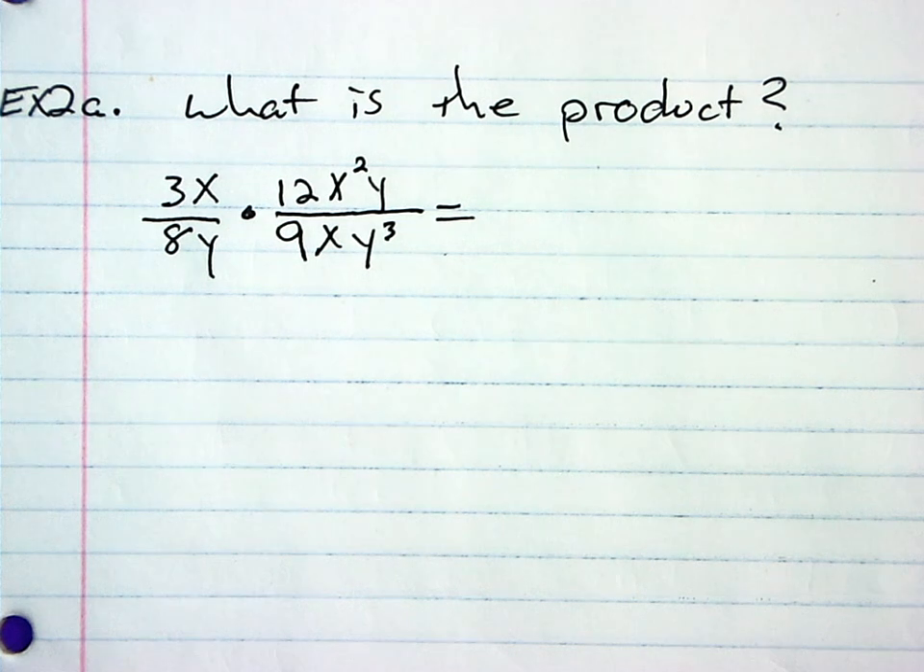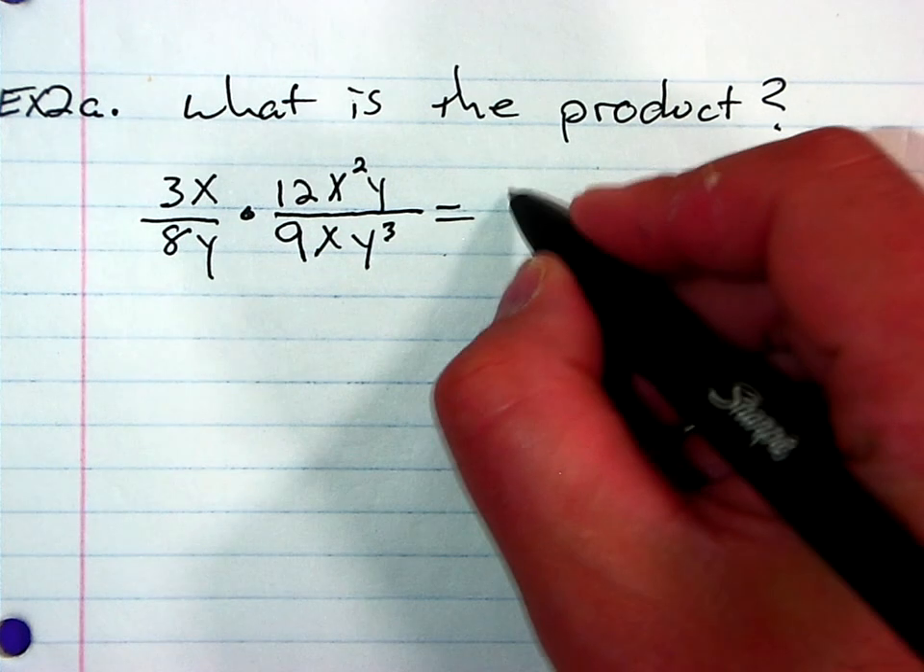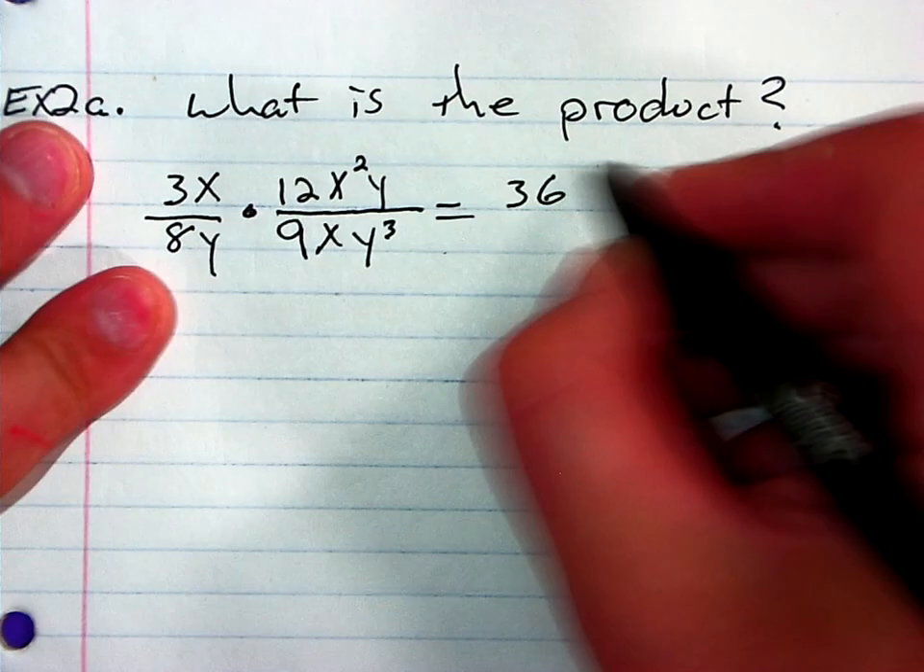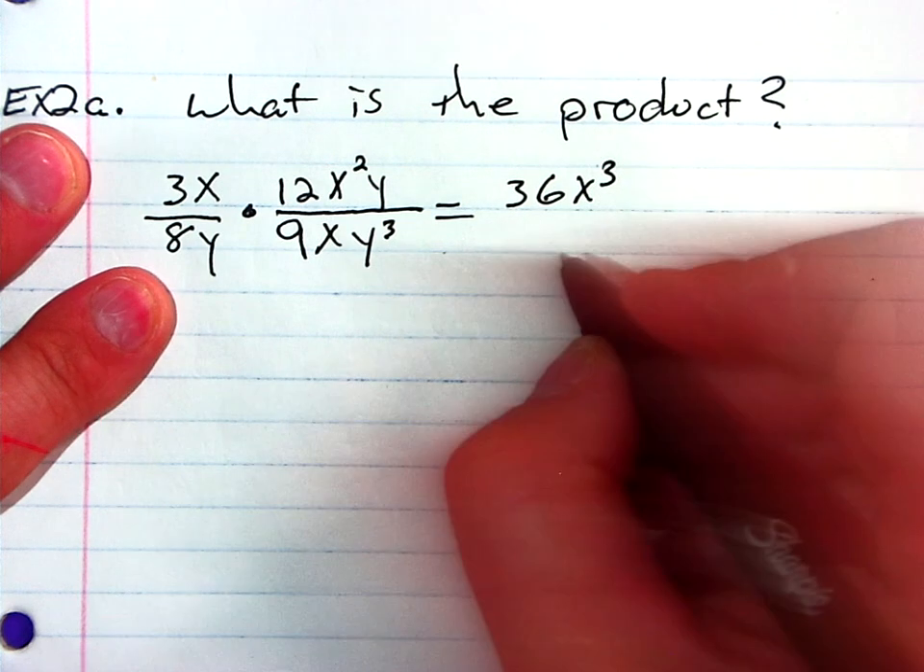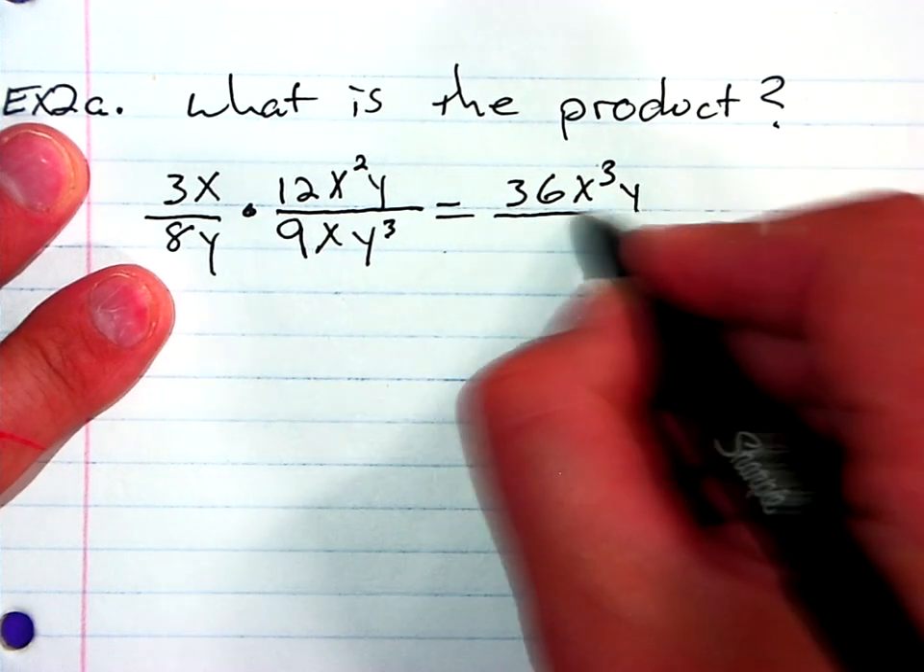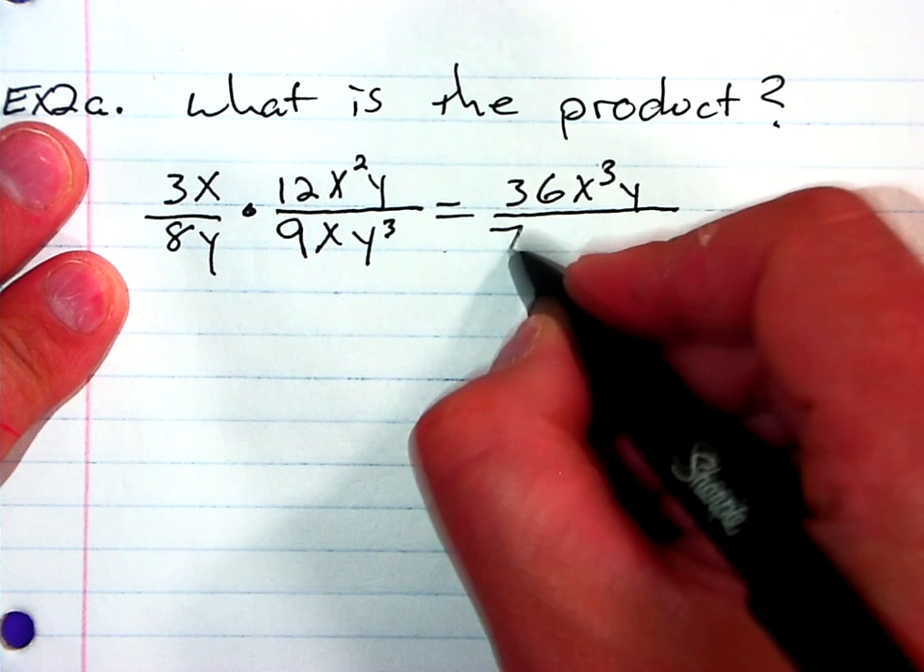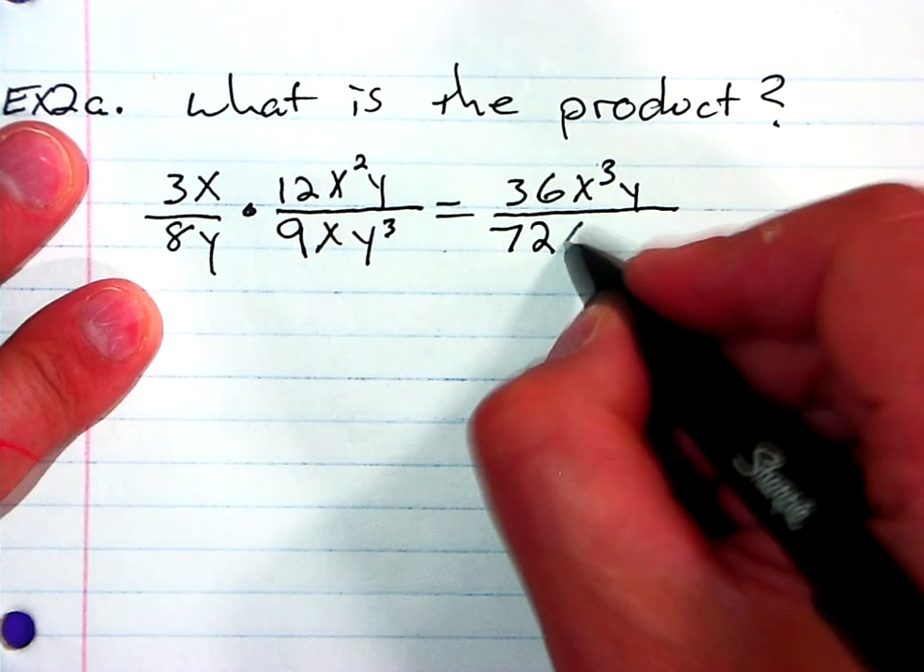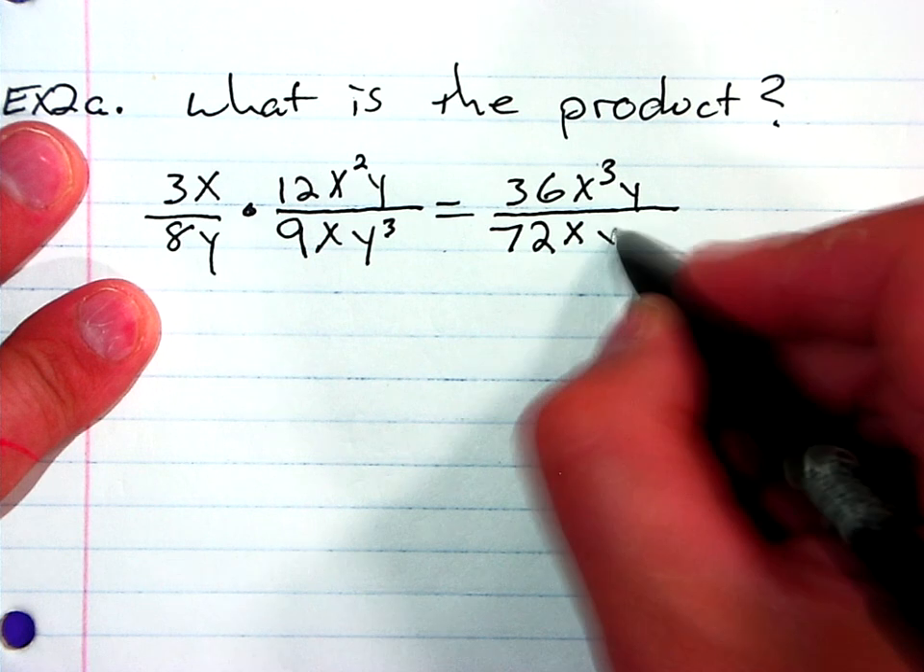All right, we have two options right now. You can either cross cancel or reduce right now, or you can multiply it all together and then reduce. Doesn't matter which one you do. On this one, we'll multiply it together first. 3 times 12 is 36, x times x squared is x cubed, and the y is just kind of chilling by itself. 8 times 9 is 72. There's only one x. And y times y cubed is y to the fourth.